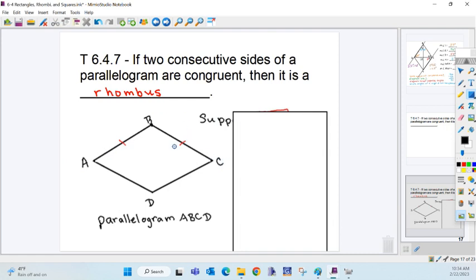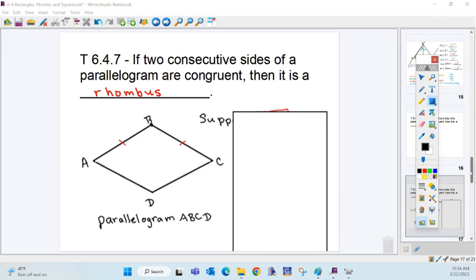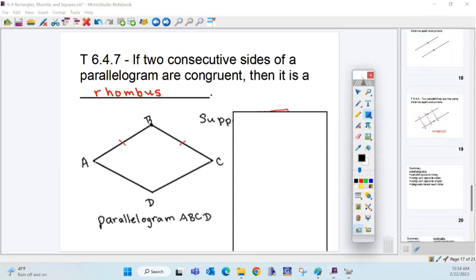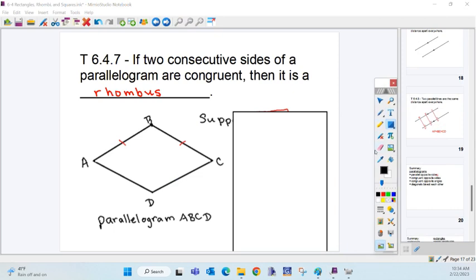If these two are congruent, since it's a parallelogram, the opposite side would also be congruent. This opposite side would be congruent. All of a sudden, we've got a parallelogram with 4 congruent sides. Okay, so we can say 4 congruent sides on a parallelogram is a rhombus. So we have that. Okay, and we're approaching the end of it. So turn the page.